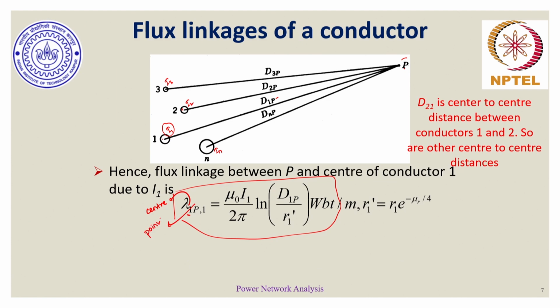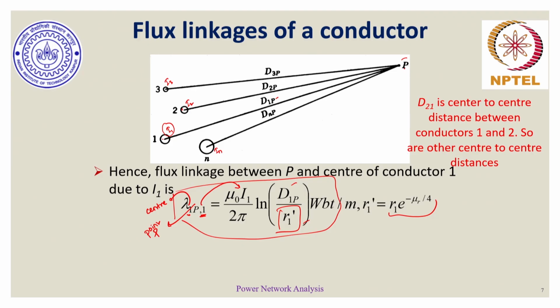P is the point with respect to which the flux linkage is being evaluated, and the comma 1, which could become comma 2, comma 3, comma n, indicates which current the flux linkage is due to. So comma 1 here indicates that this flux linkage is because of current I1. The remaining terms are pretty obvious by now, since we're talking about individual conductors. The current I1 and the current at the center of the conductor are related by R1 dash, where R1 dash is R1 to the power minus mu r by 4, mu r being the relative permeability of the conductor carrying current I1.